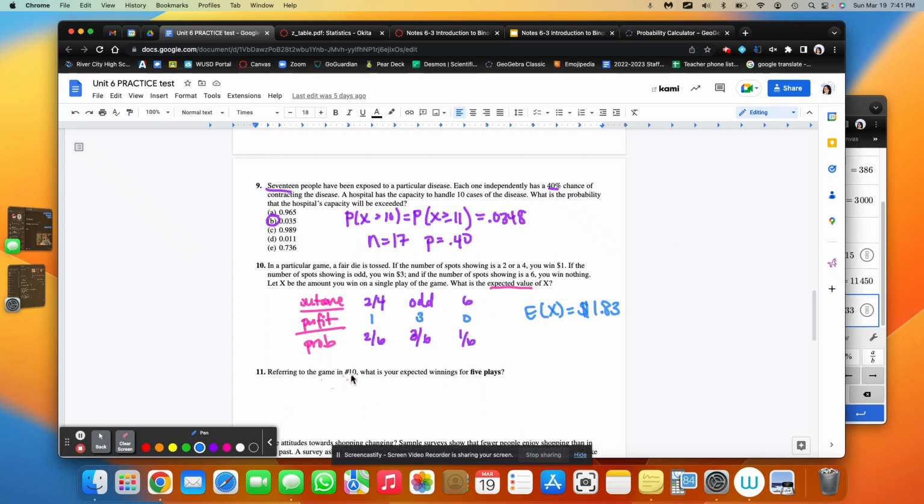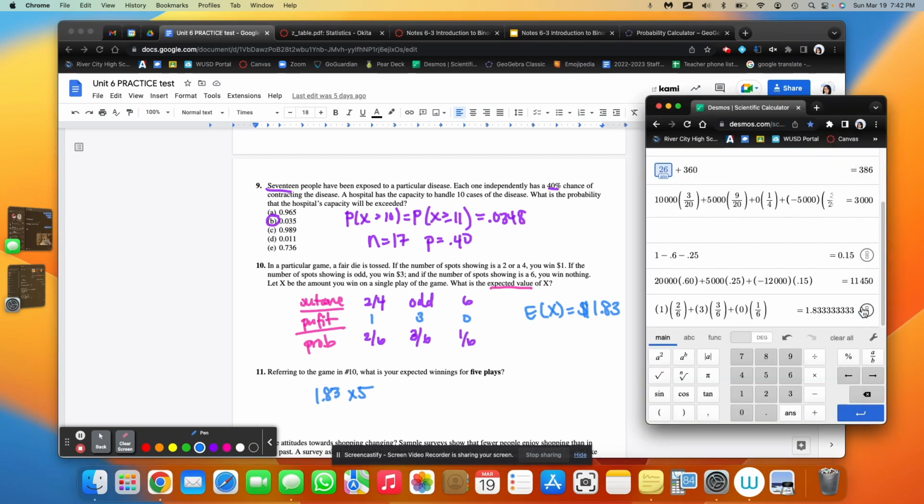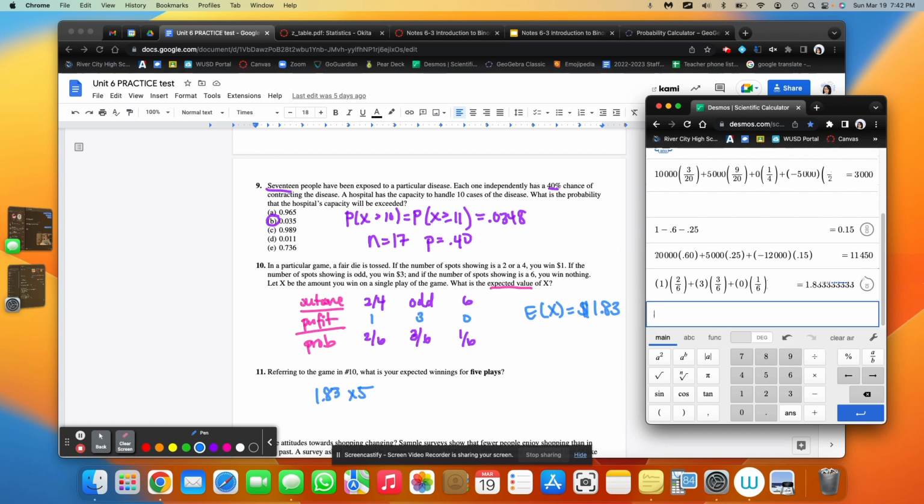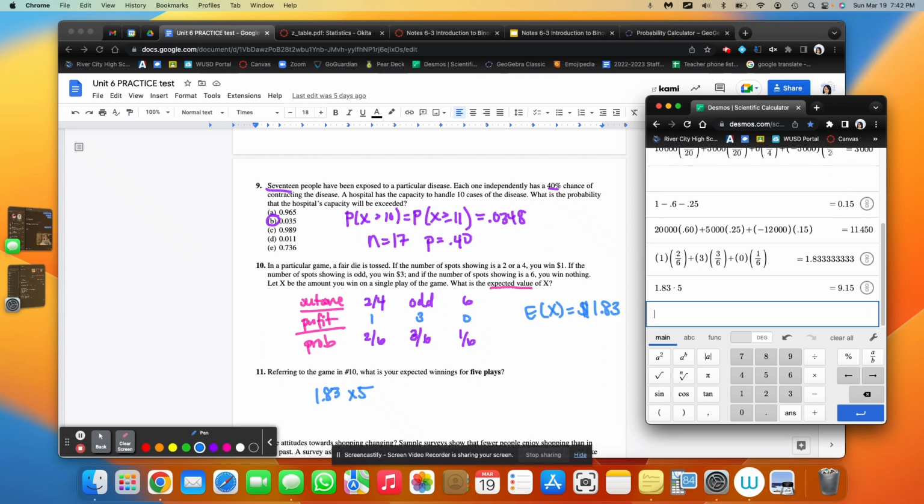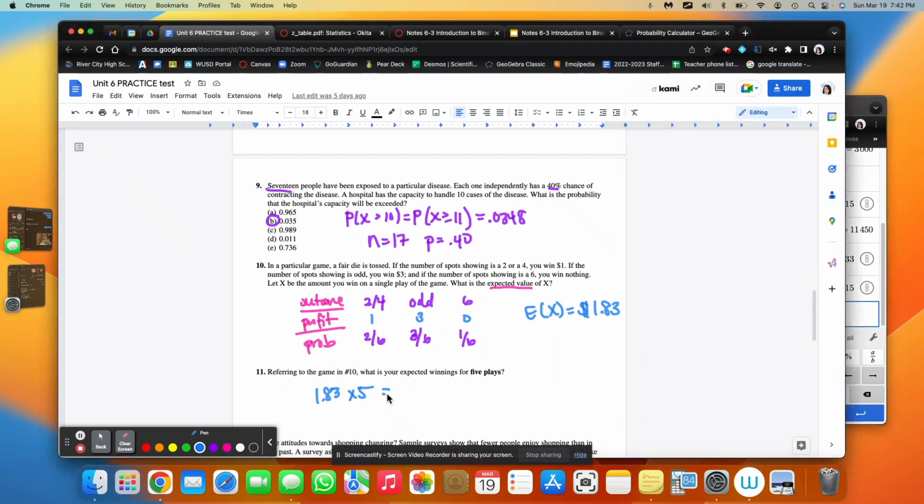Number 11 says, referring to the game in number 10, what's your expected winning for 5 plays? To figure that out, we take the expected winning for 1 play and multiply that by 5. So 1.83 times 5 gives me $9.15 as the expected winning for 5 plays.